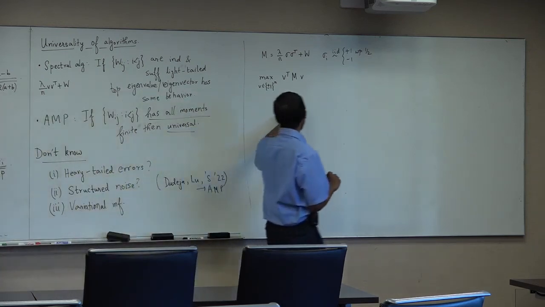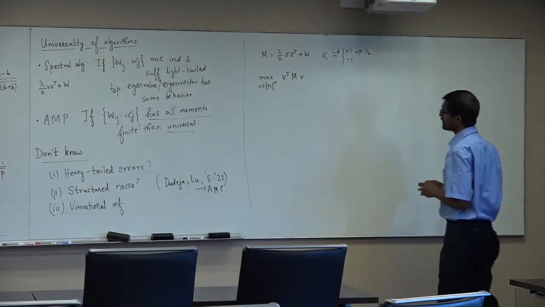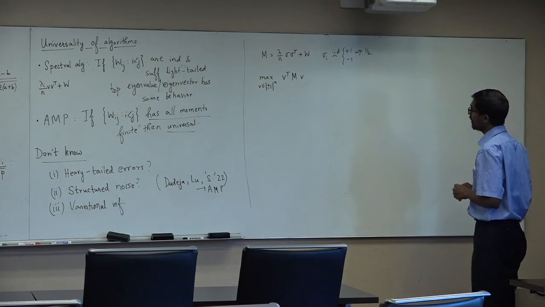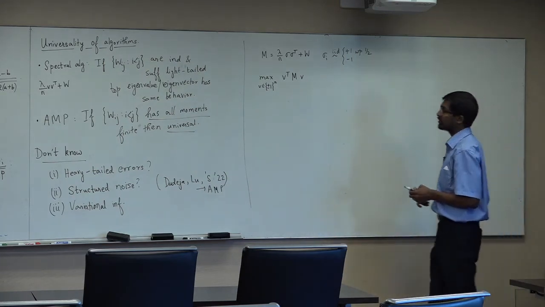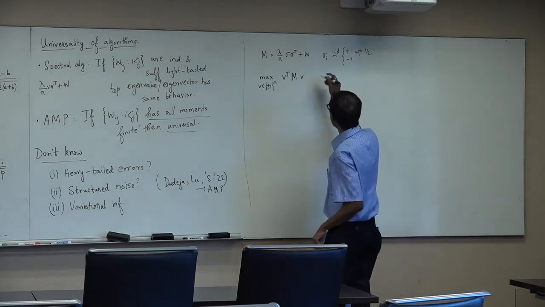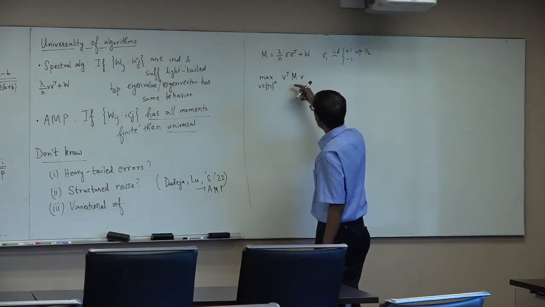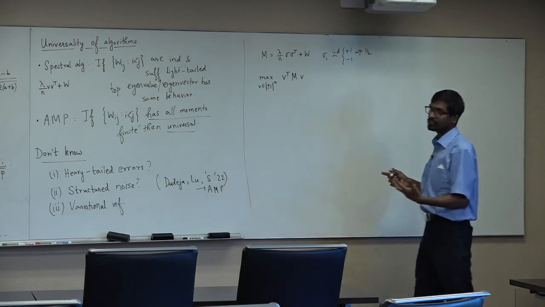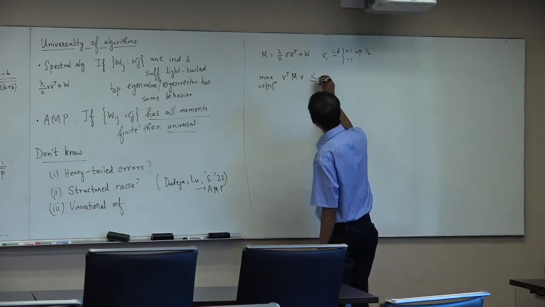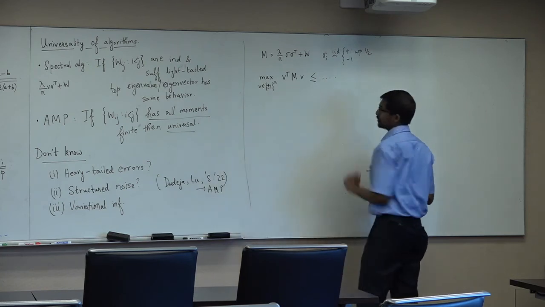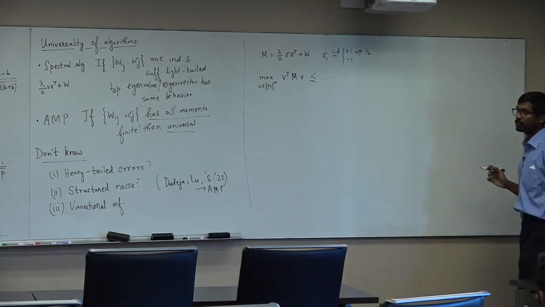And I can't really calculate this. If I do exhaustive search, that's not really possible. So now I want a certificate for this. So what is a certificate? A certificate for this is, you give me something that I can calculate that will always be an upper bound to this ground state, or to this maximum value.